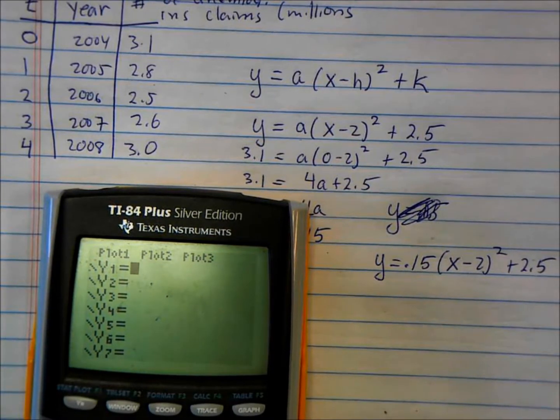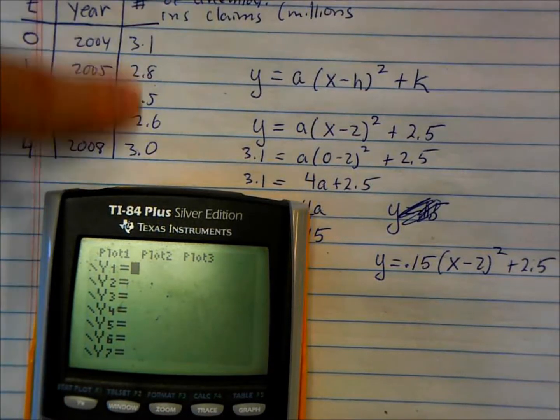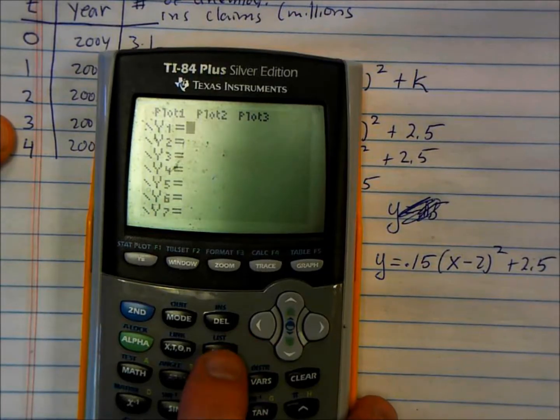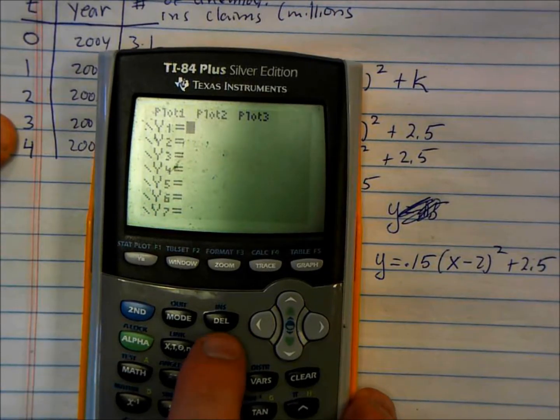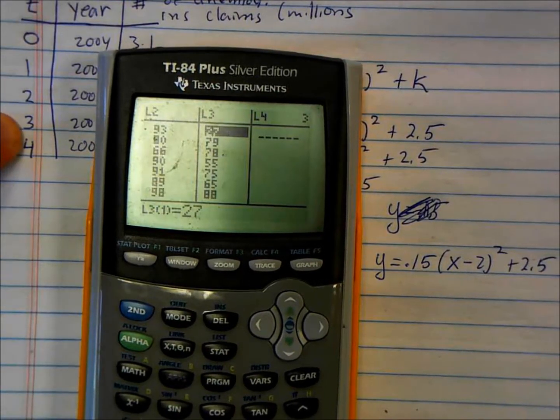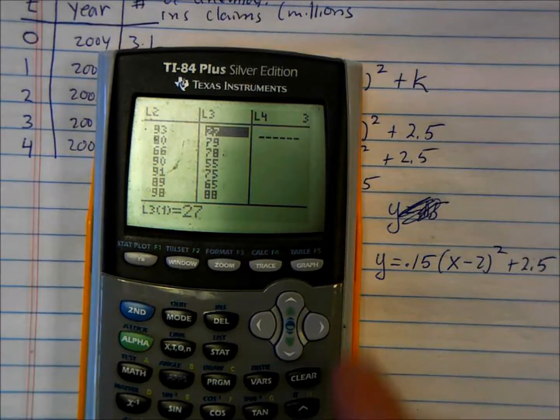So I got to plug this data in. Boy, we haven't done that in a while. How do I plug data in? No, how do I type in these numbers into my calculator? Go to the stat button. Stat. Edit. That's where my lists are. That's where I can plug in my data.